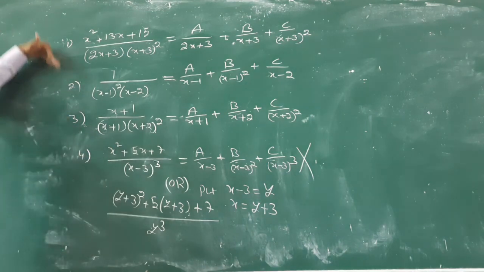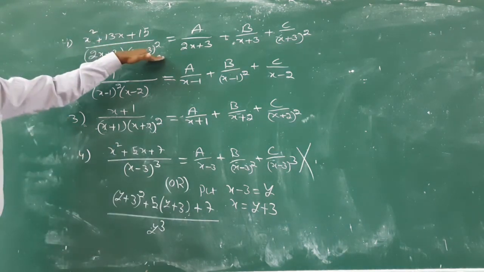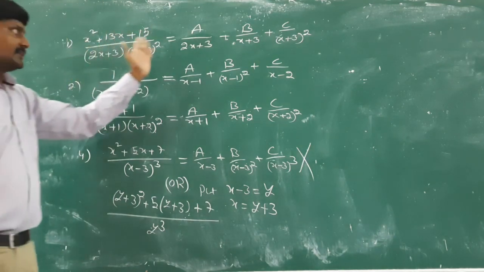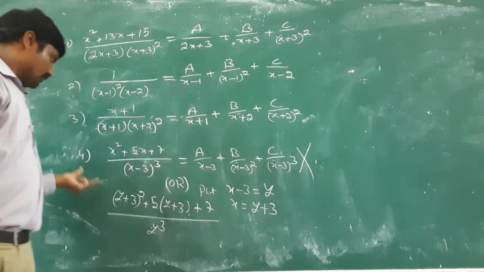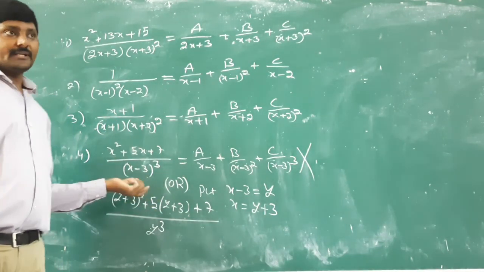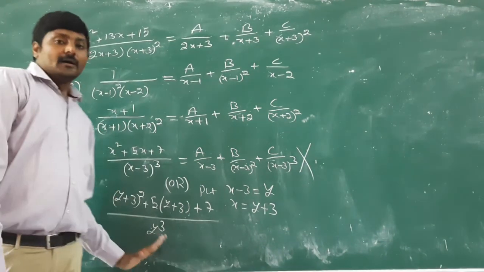But in the remaining 3 problems, repeated linear factors are there and non-repeated linear factors are there. That's why take the constants A, B, C. But in the fourth problem, g of x contains only one repeated linear factor. That's why you take the another method.